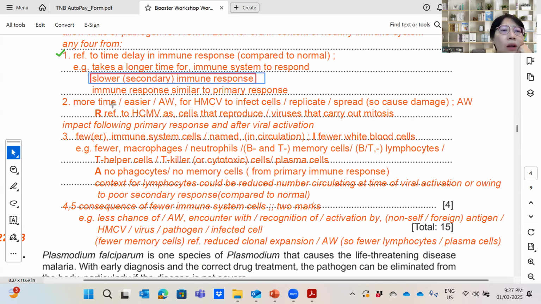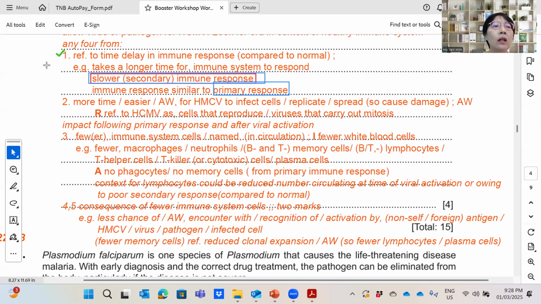Slower immune response, or only the primary immune response can be activated, with no secondary immune response, maybe no memory cells, right? The immune system is weakened in the sense that there are no memory cells, even though this person was infected before. All these possibilities are correct. Answer number 1 is talking about what you mean by the immune response being weakened.